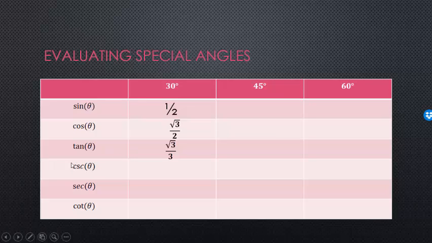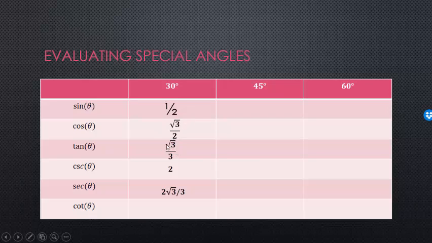Cosecant, remember, is the reciprocal of sine. That means cosecant will just be 1 over whatever your value for sine is. Well, 1 over a fraction is the reciprocal, so we simply flip the numerator and denominator and we have that cosecant of 30 degrees is 2. Secant will be 2 over the square root of 3. If we rationalize that, we get 2 square roots of 3 all divided by 3.